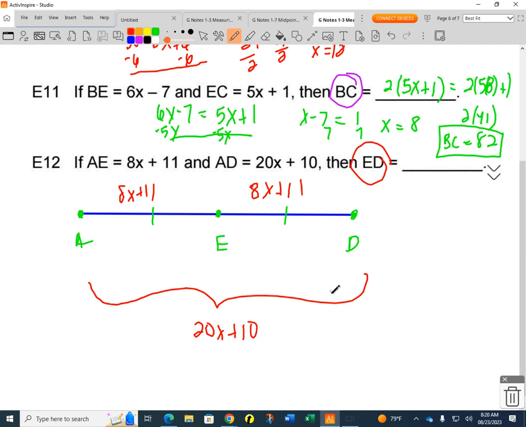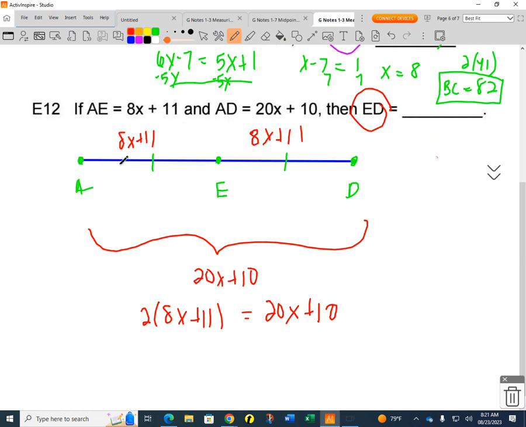Use the same one. So I'm going to actually use the distributive property. I'm going to do 2 times x plus 11 equals 20 times x plus 10. Does that make sense, Lakinya? So I know that this whole thing is 2 times that value, and if it equals this, now I can go ahead and solve for the variable and then use that to find the length.